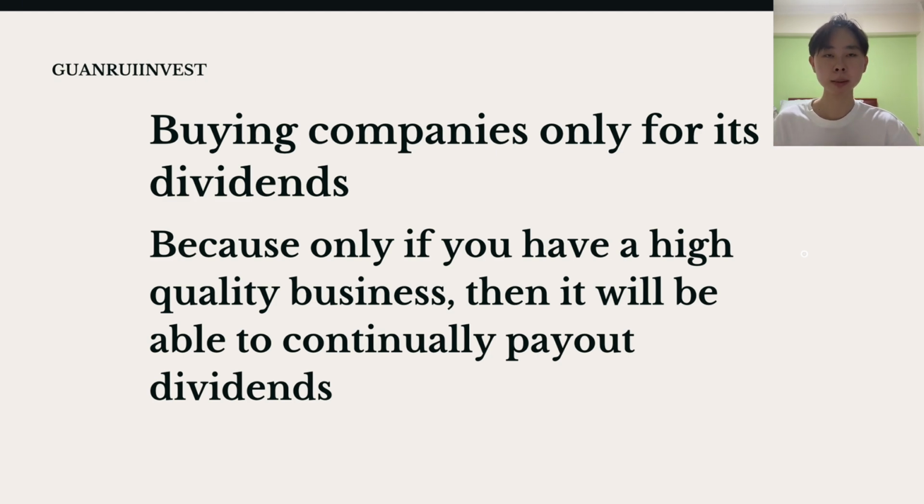So for example, they will buy a company like AT&T, because it gives out high dividends. They'll buy Johnson & Johnson. They'll buy all the high dividend yielding real estate stocks. But the problem with buying all these stocks is they are not high quality.